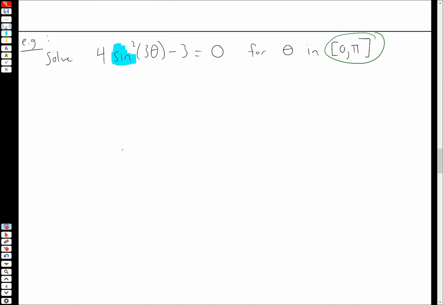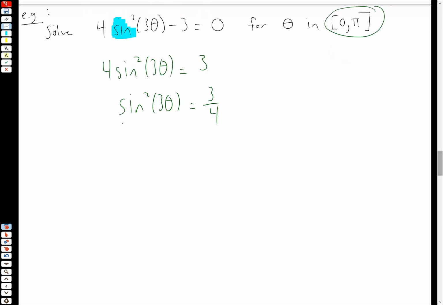Let's go ahead and isolate our trig function. So let's move the 3 over to the right-hand side. Okay, divide by 4. And we get sine squared of 3 theta is equal to 3 over 4. And then now we take the square root of both sides. But remember, when you take the square root, to be a little bit careful.